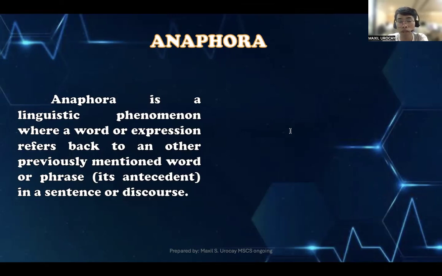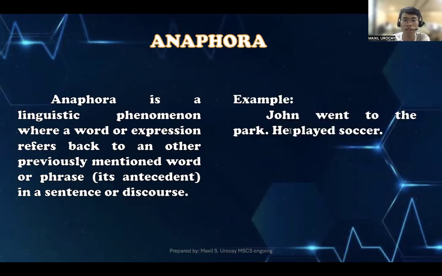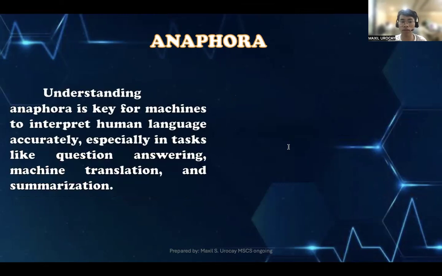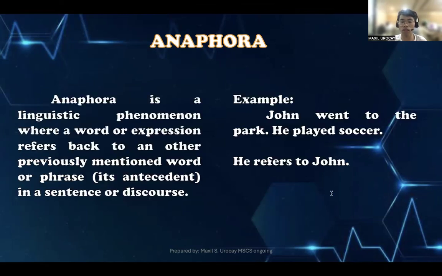Say, for example, a specific example: John went to the park and he played soccer. So "he" is referring back to John, and John is the antecedent right there. When we say antecedent, that is the noun or noun phrase that the anaphora refers to. Hopefully you are somewhat familiar with that, since it is part of the automaton, especially if you are learning about parsing.